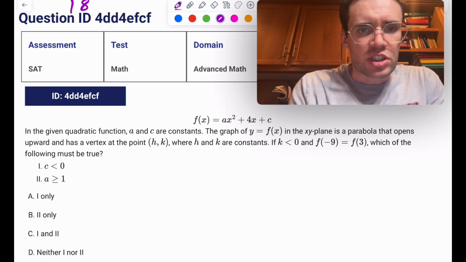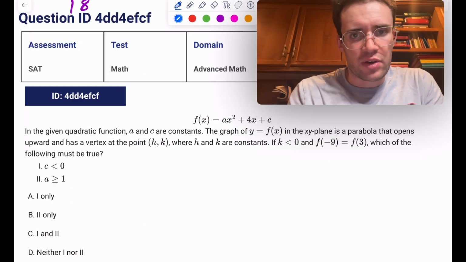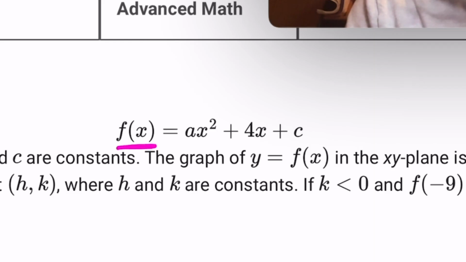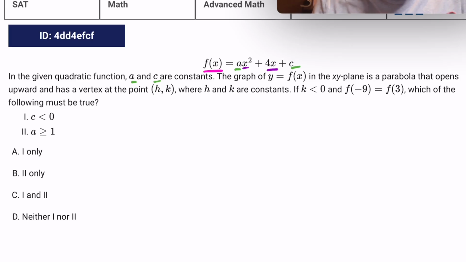In the given quadratic function, a and c are constants. The given quadratic function is here. It's f of x equals a times x squared, so a constant times x squared, plus 4 times x plus c, the other constant. Right, so a and c are both constants. The graph of y equals f of x in the xy plane is a parabola that opens upward and has a vertex at the point h comma k, where h and k are constants. If k is less than 0, so k is negative, and f of negative 9 equals f of 3, which of the following must be true?